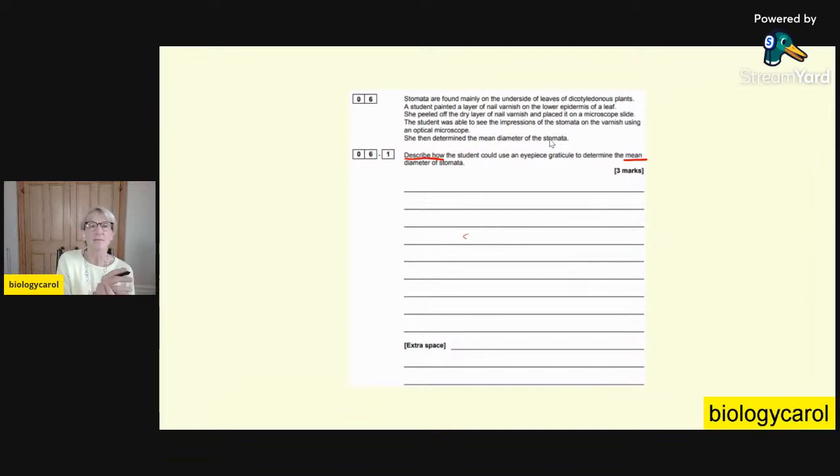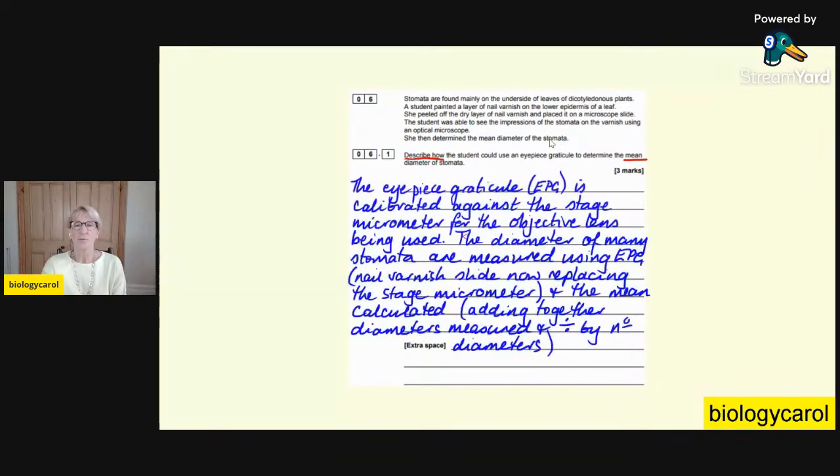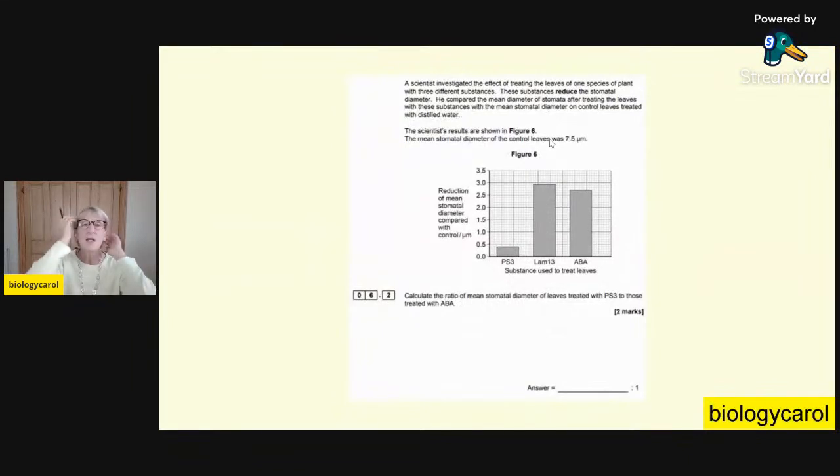On to question 6. Oh yeah, we've done this one, haven't we? Actually, we've done this, and I think I talked about where I got the marks. Yes, okay. Scientists investigated the effect of treating the leaves of one species of plant with 3 different substances. These substances reduce, notice that that word has been emboldened, take note of it on the exam paper, reduce the stomatal diameter. Compared the mean diameter of stomata after being treated with the mean stomatal diameter of controlled leaves that had just been treated with distilled water. In other words, those where the stomatal diameter wasn't going to change.